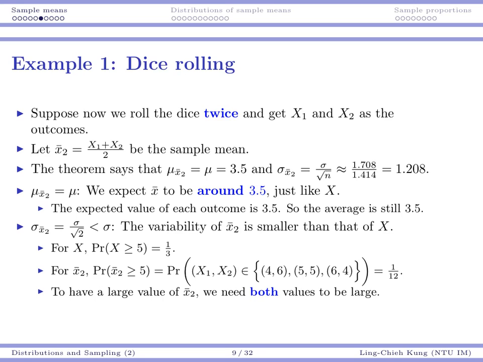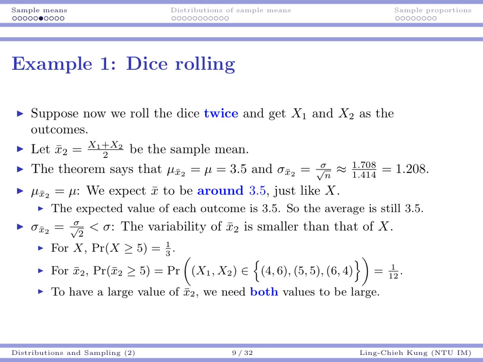So x bar 2 again is a random variable. Our theorem tells us the following. For this random variable x bar 2, its expected value would be the population expected value. So it would be 3.5. They would be exactly the same. And then for our random variable x bar 2, the standard deviation can be calculated by this formula. The numerator is the population standard deviation, the denominator is square root of 2, and then we get around 1.2.